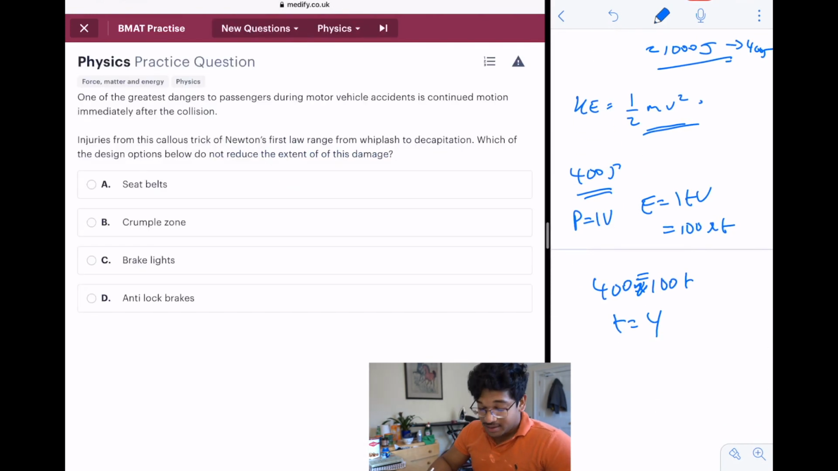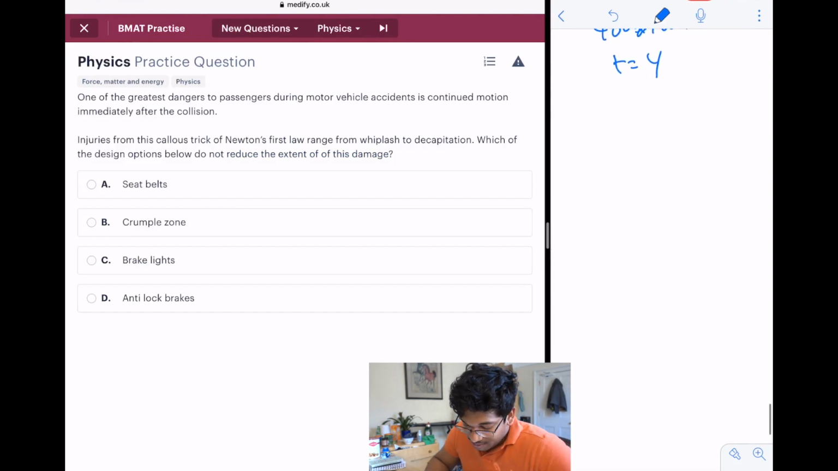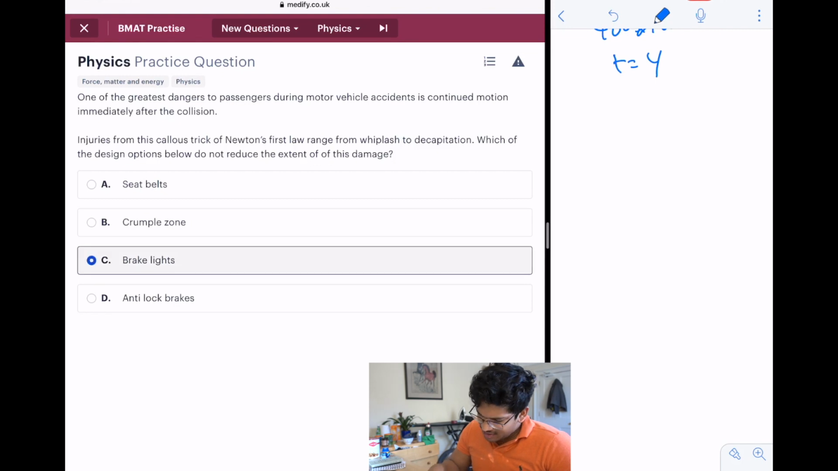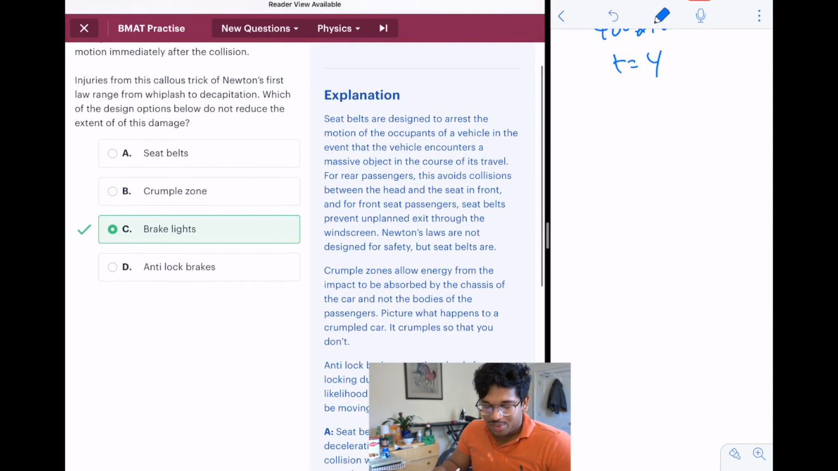Right. One of the greatest dangers to passengers during motor vehicle accidents is continued motion immediately after collision. Injuries from this callous trick of Newton's first law range from whiplash to decapitation. That's pretty scary. Which of the design options below do not reduce the extent of this damage? The point of cars is to slow down the rate of impact. So seat belts slow that down. The crumple zone. Brake lights definitely do not lower that. Brake lights are simply cosmetic, to alert the drivers behind you.